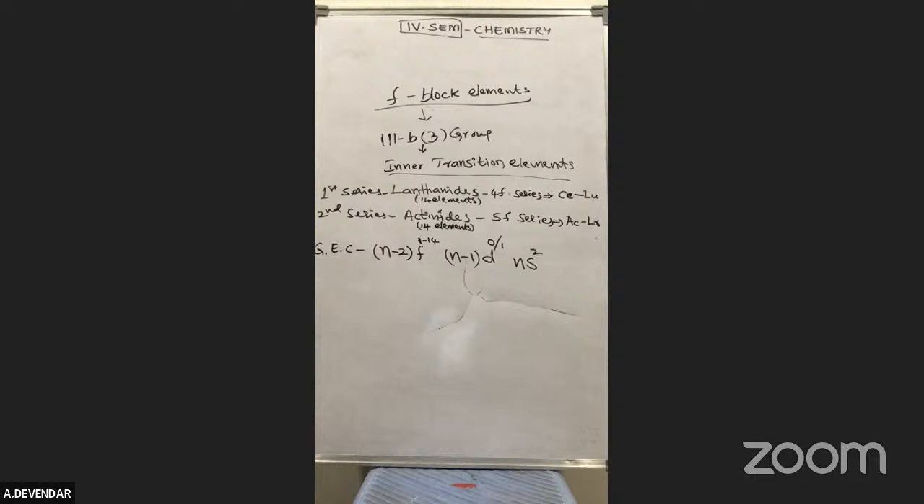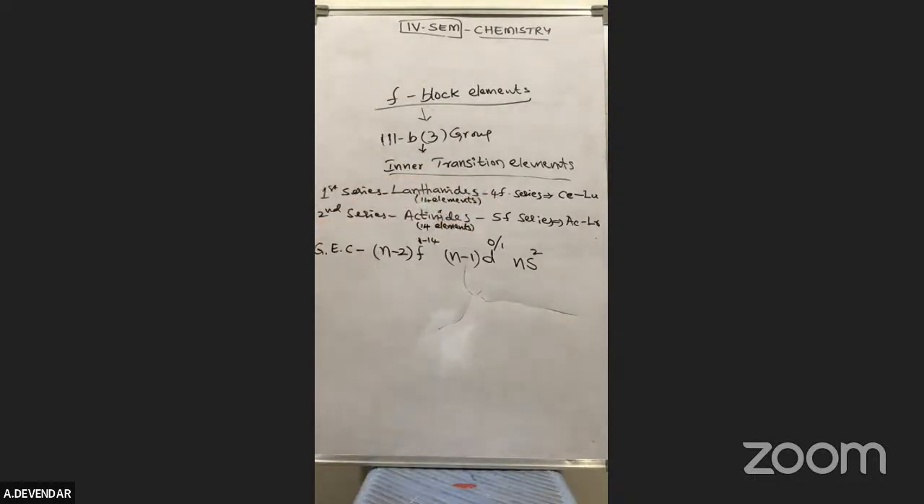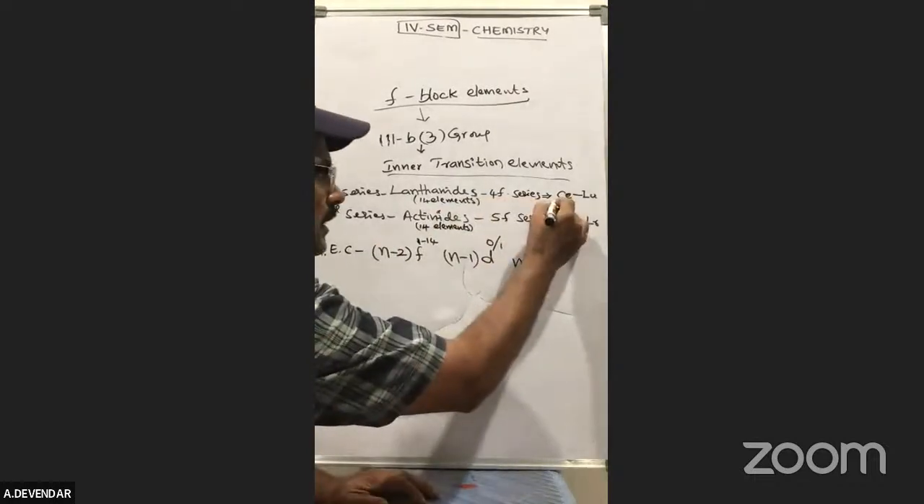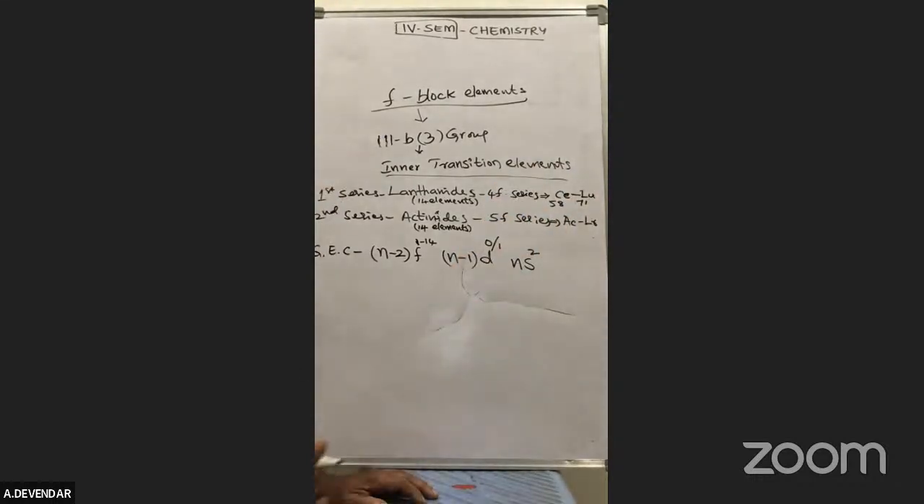Now coming to the 4f. The 4f block means the first series of the f block elements, that comes under cerium to lutetium. The atomic number of cerium is 58 and lutetium is 71. Sorry, lanthanum is the 57th element, cerium is the 58th element, 58 to 71.